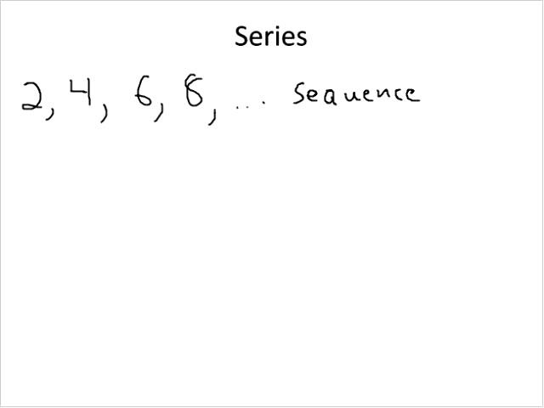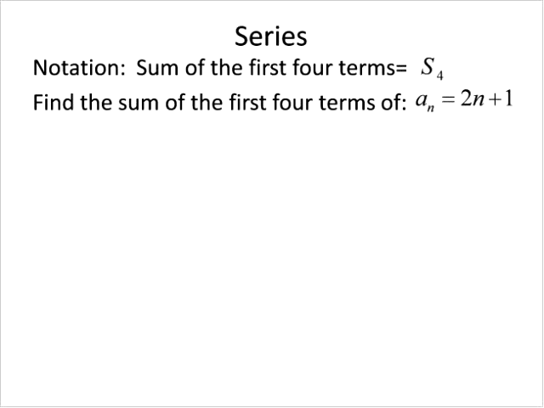Easiest way to define a series is to say that you just add up or find the sum of a sequence. So instead of just a list of numbers, if I said 2 plus 4 plus 6 plus 8, so on, that is a series. That's an example of an infinite series. But we can also have a finite series.